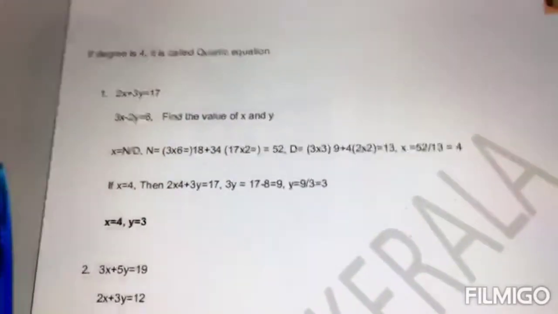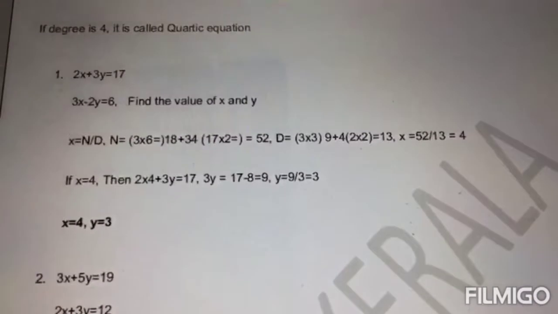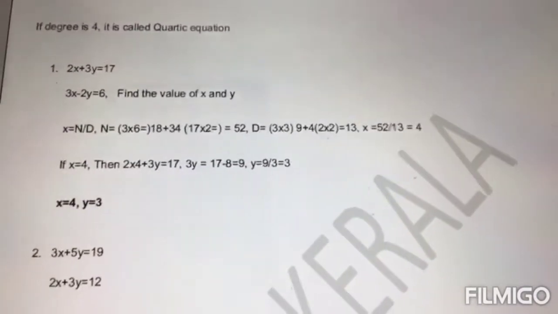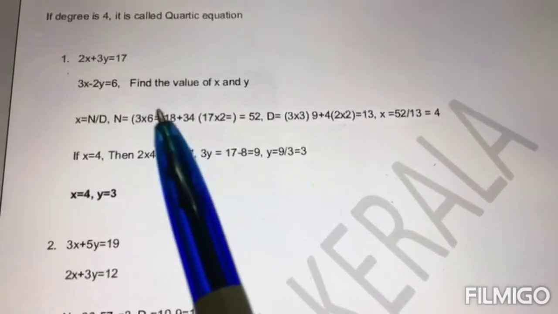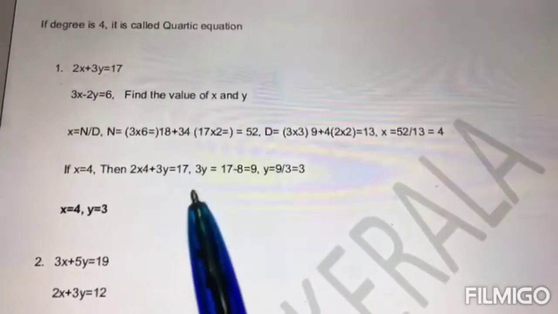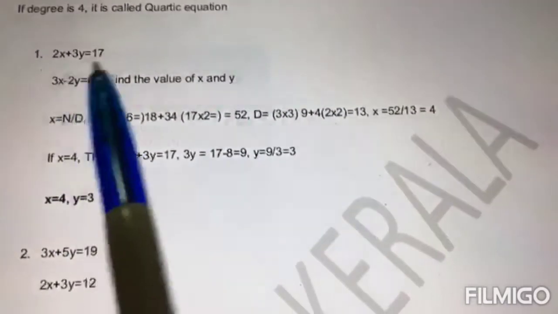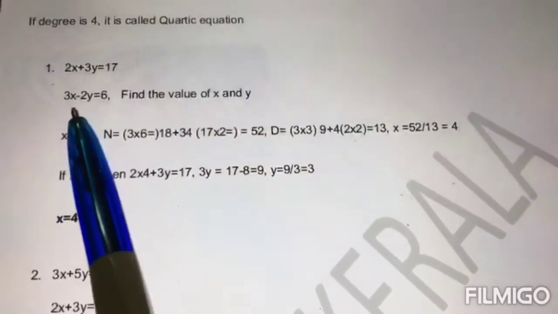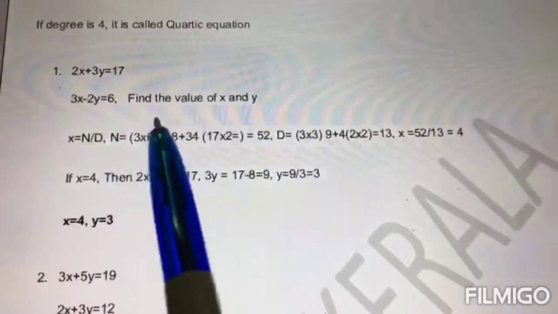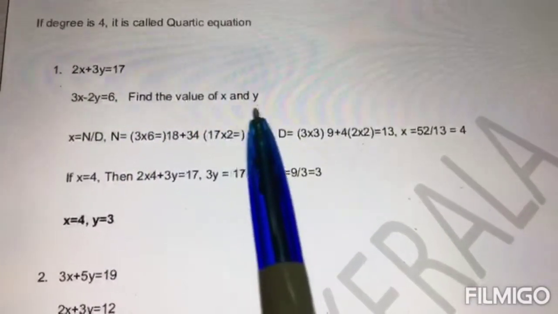Let's look at some of the questions. Now we've done this before. In fact, all of these are simultaneous equations. We have solved these in our previous lectures. So I'm not going to do every one of them. I'm going to do one. We have discussed how to solve it, so you know it, but please practice them. Okay, first one. 2x plus 3y is equal to 17. 3x minus 2y is equal to 6. Find the value of x and y.